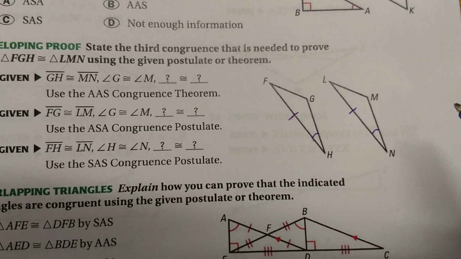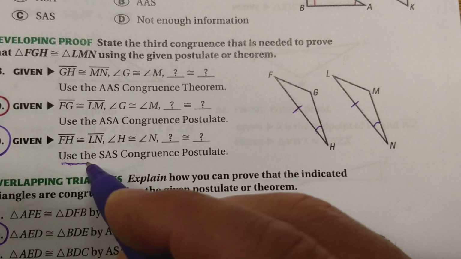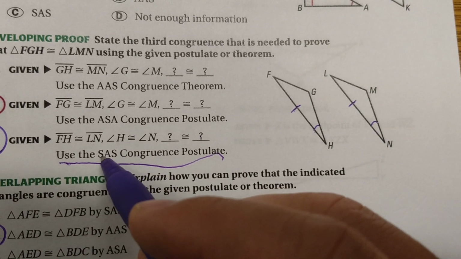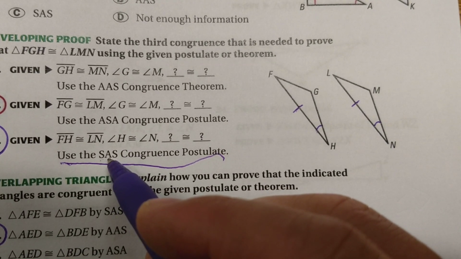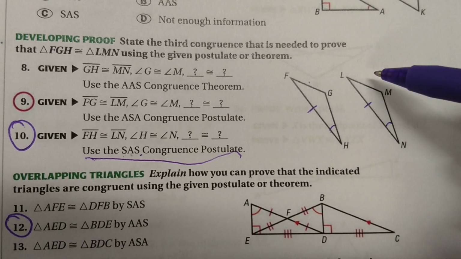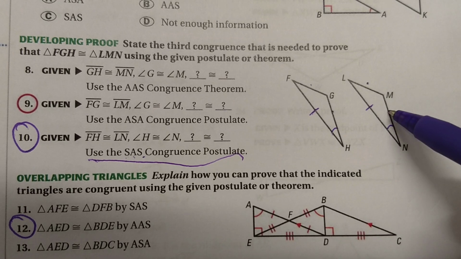We might be able to do a couple different things, but if we're guided saying let's use the side angle side congruence postulate, I've already got one side, I've got one angle, I need another side. So I've got to either say that this side is congruent with this side, or this one over here on the right is congruent with this one on the right.